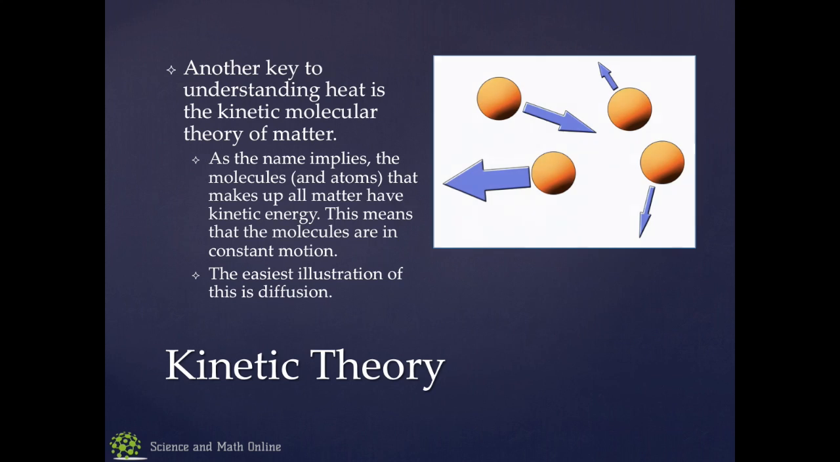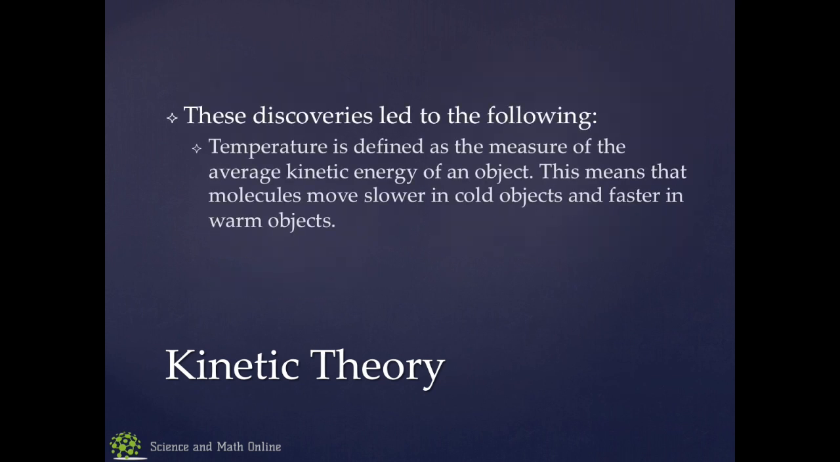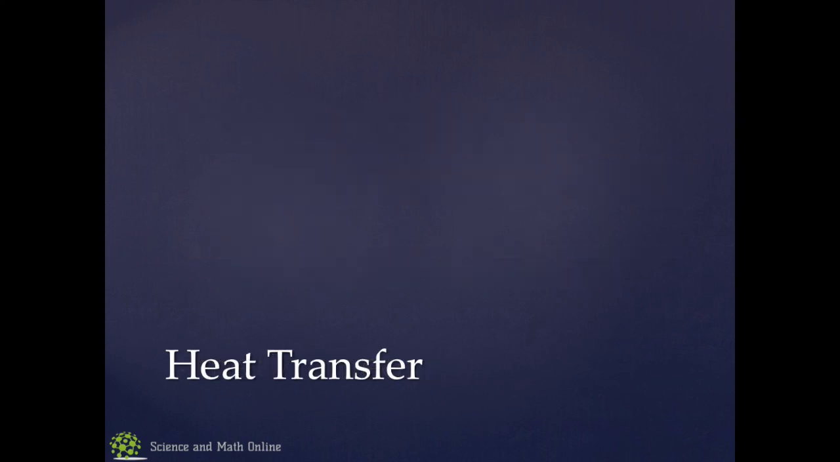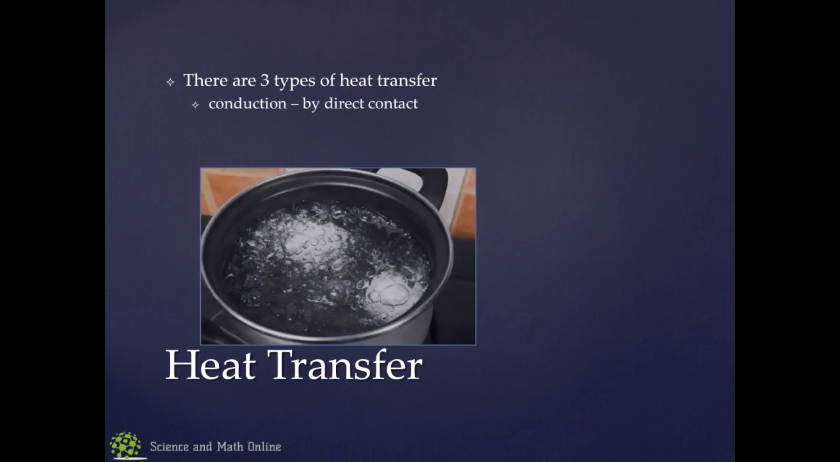All right, so these discoveries led to the following. Temperature is defined as the measure of the average kinetic energy of an object. We've already talked about that. And that heat transfer that kinetic energy. We also talked about that in the last unit. There are three types of heat transfer. First, we have conduction. That's direct contact. You put a pot on the stove, and assuming you don't have an induction cooktop, it is actually conduction. It is directly contacting the surface, and that creates heat. Either it's getting the fires directly touching it on a gas stove, or you're directly on an electric burner.